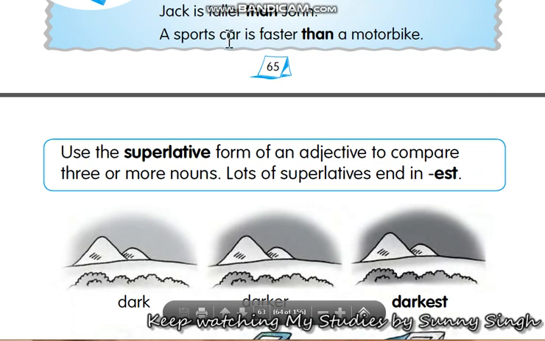A sports car is faster than a motorbike. Here you can see faster is comparative.